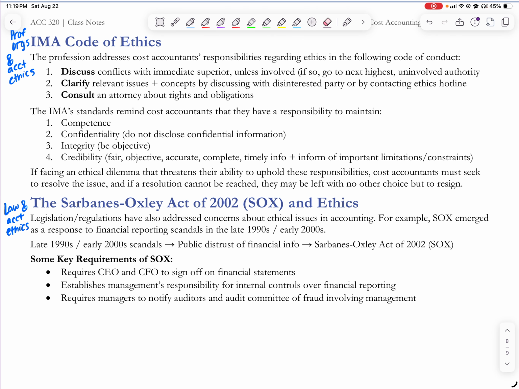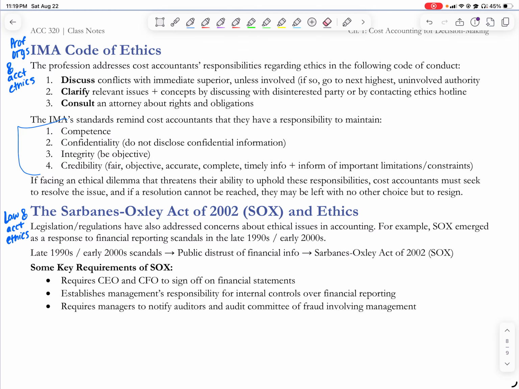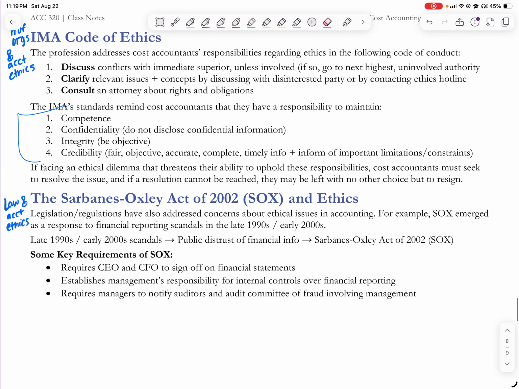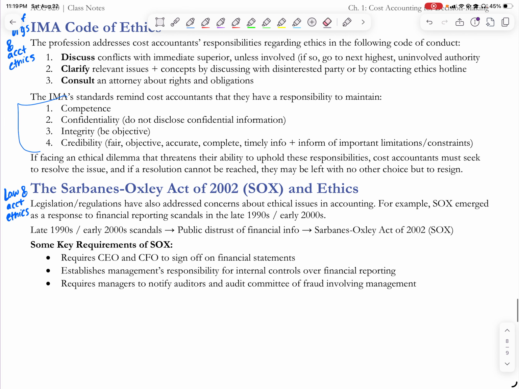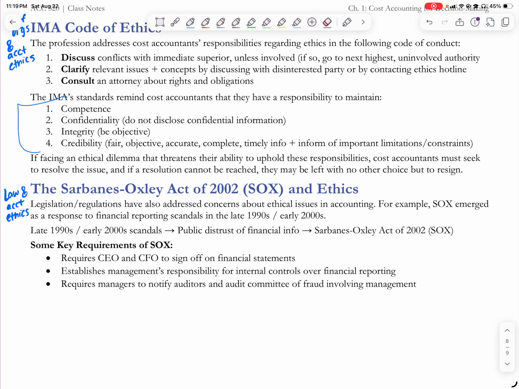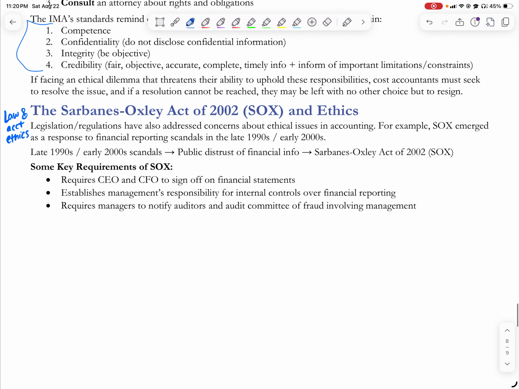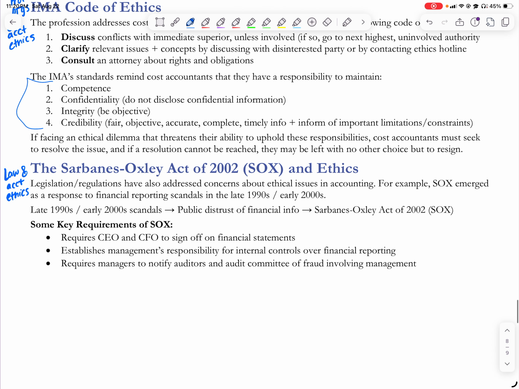If there is a threat to upholding any of these responsibilities, they need to address it. Maybe that means seeking a resolution. They can discuss it with someone. They can come to an agreement about how to handle it appropriately. But if no resolution can be reached, they may be left with no choice but to resign. So if they cannot uphold those standards in the current circumstances, they must uphold those standards by removing themselves from that circumstance.